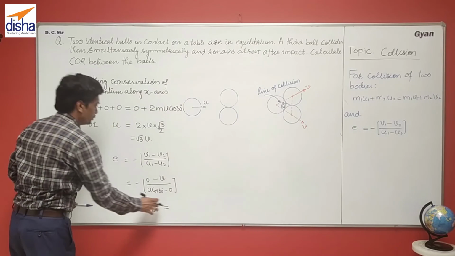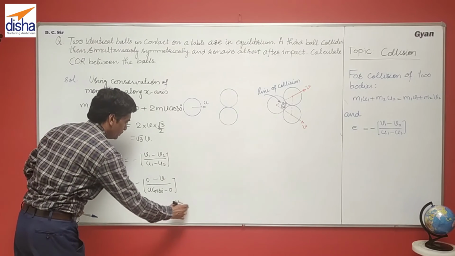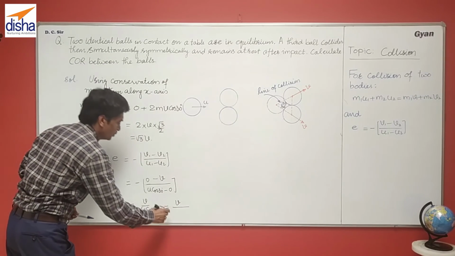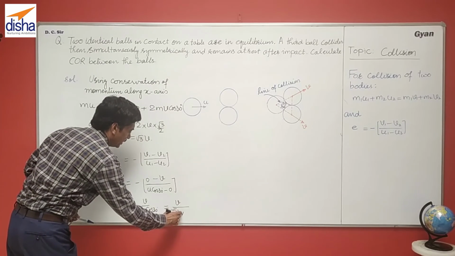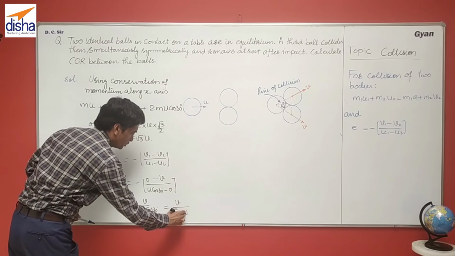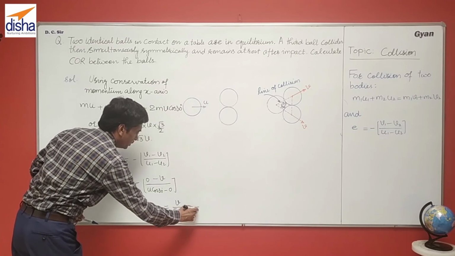Now substituting the value of u from this equation, that is root 3 v, and substituting the value of cos 30, which is also root 3 by 2, it will be 2 by 3.